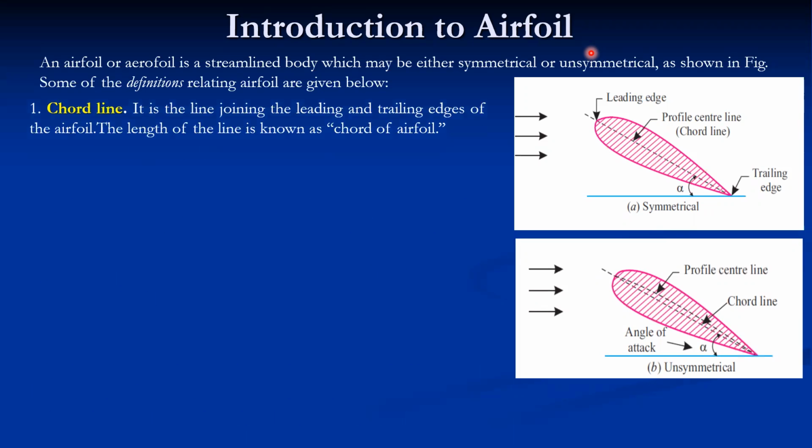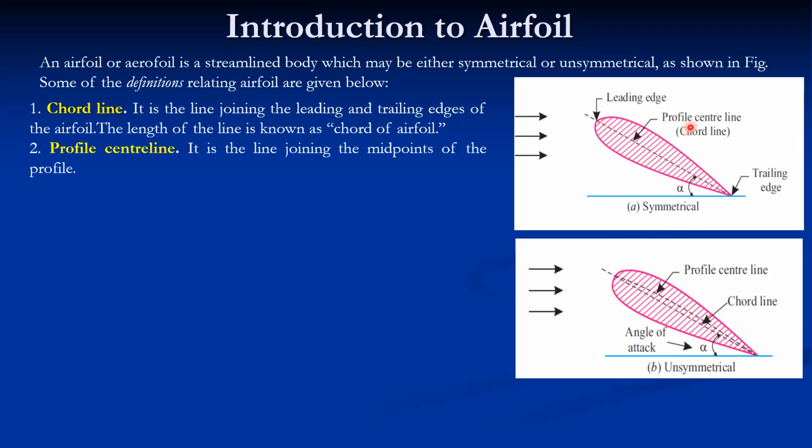As far as some definitions of this, first, chord line. This is called a chord line. It is the line joining the leading edge and trailing edge of the airfoil. This is the leading edge and this is the trailing edge. The length of the line is known as the chord of the airfoil. This is one definition. Second, profile center line.